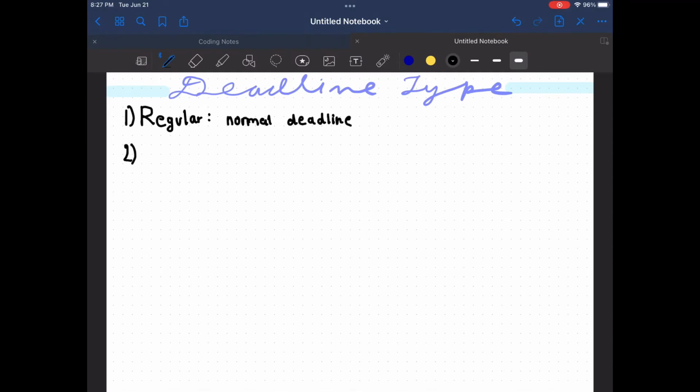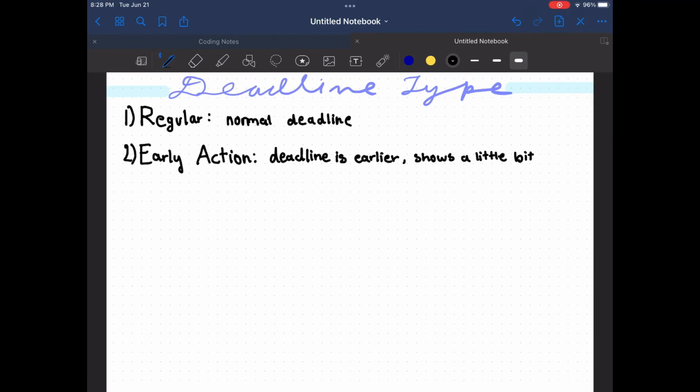The second type of deadline is called early action. This deadline is usually a little bit earlier compared to the regular decision. When you're picking early action, it shows a little bit more commitment to the college or university you're applying to. It shows that you really do want to get in. And one of the perks of applying a little early is that there's a little bit more time, I guess, for the admission process to look through yours. Also, going in early again shows a lot of commitment to the college.